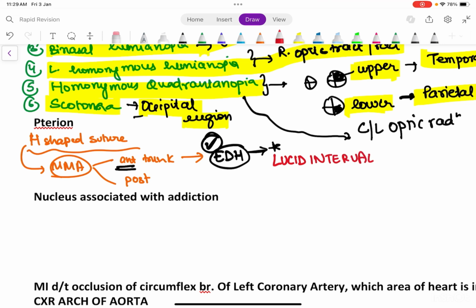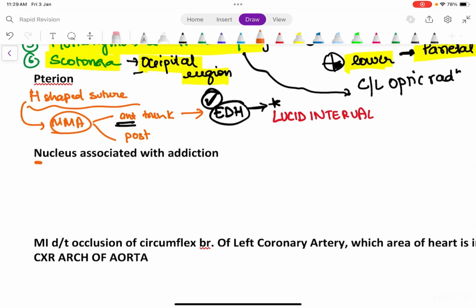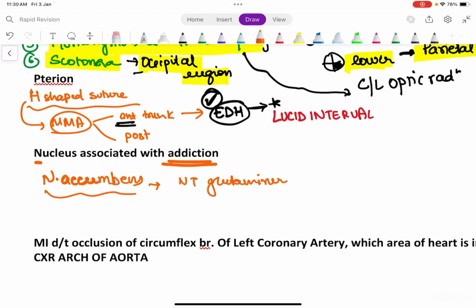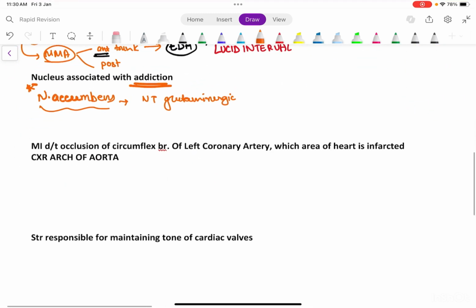Now coming to the nucleus associated with addiction. This is also a repeat, you can just remember it as accumbens, and the neurotransmitter is glutamatergic. Then there was a question of myocardial infarction due to occlusion of the circumflex. I will cover the circulation in some other video. So the answer was left atrium and ventricle, and some papillary muscles also.